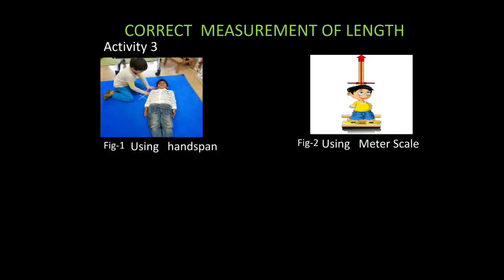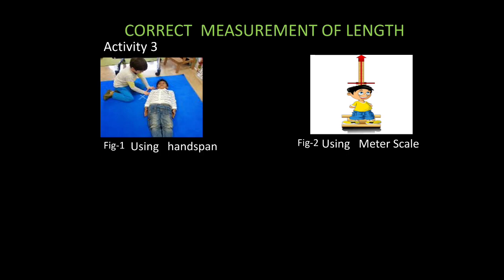Now let us perform one of the activities to get the correct measurement of length. It is activity number 3 of your book, which is given on page number 101. Just see here, in this activity you have to measure the height of that boy. And there is a table also given in your book. You just have a look at that.